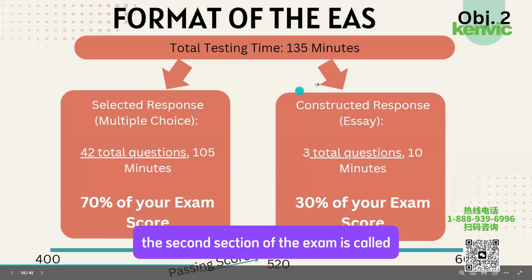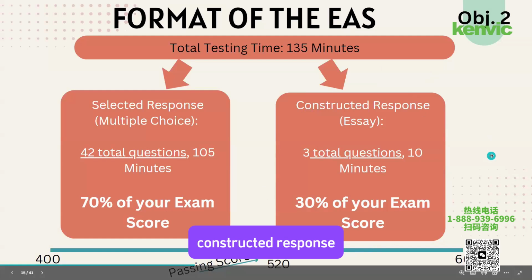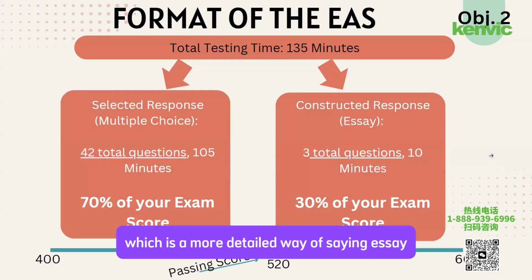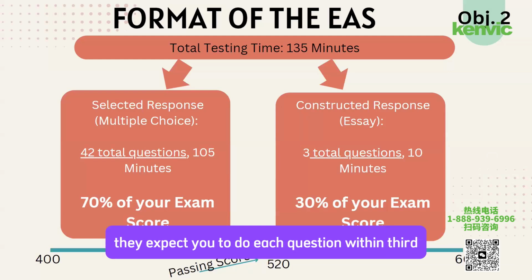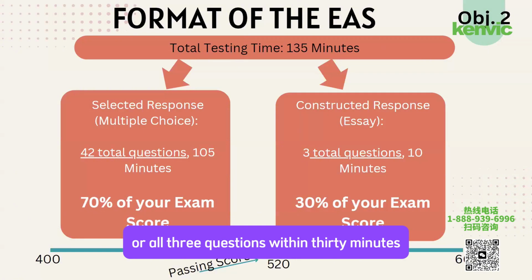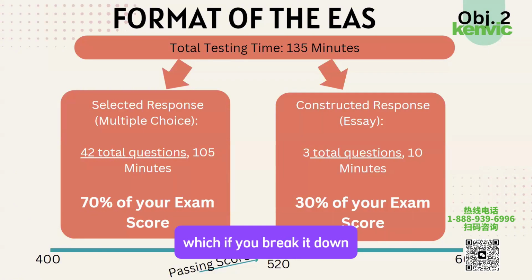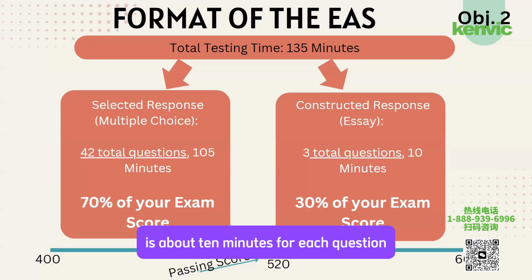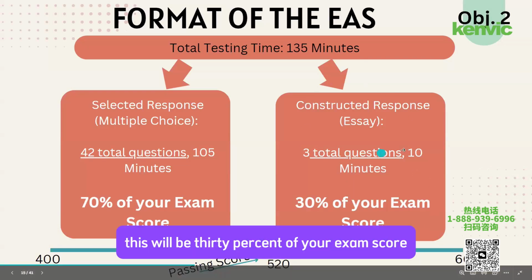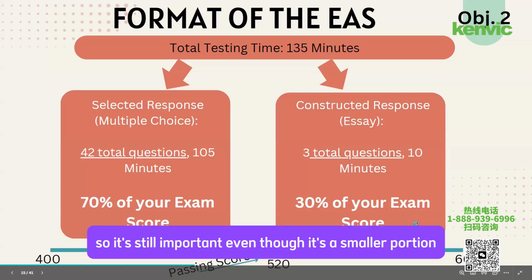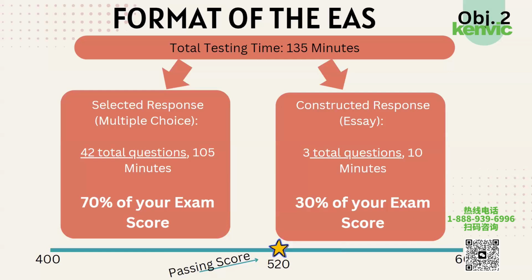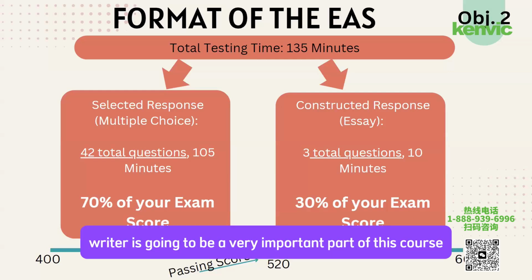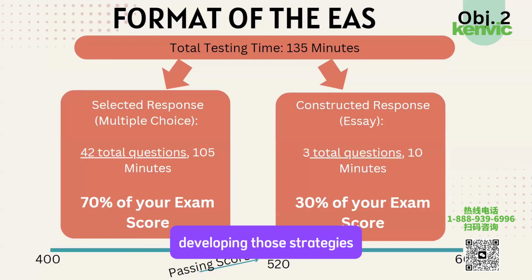The second section of the exam is called constructed response, which is a more detailed way of saying essay. You will have 3 essay questions. They expect you to do all 3 questions within 30 minutes, which if you break it down is about 10 minutes for each question. This will be 30% of your exam score. So it's still important, even though it's a smaller portion, we really want to master it. Learning how to become a strong writer is going to be a very important part of this course, and we're going to spend a lot of time developing those strategies.